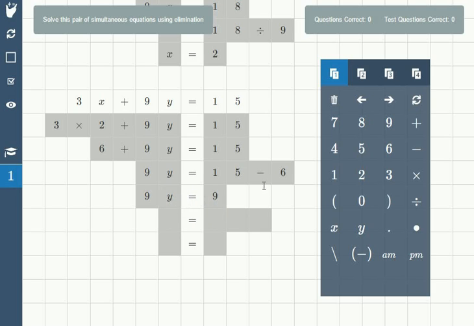And now to find out what y equals, we need to move the multiply by 9 to the other side of the equation by making it divide by 9. And now to find the final answer, we do 9 divided by 9, which is 1, and that completes the question.